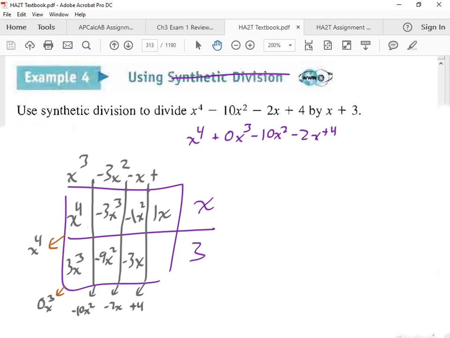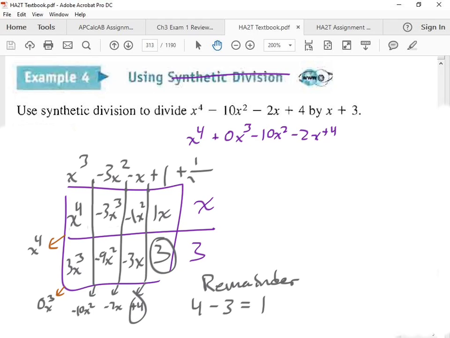Just 1? Okay, so I have 1 times 3, which gives me 3, right? And this number should match that number. If they're not matching, that means you have a remainder. If they're not matching, you go outside minus the inside, and then you get your remainder. This is how you get your remainder. And now you just need to write plus 1 over x plus 3. This is our answer.